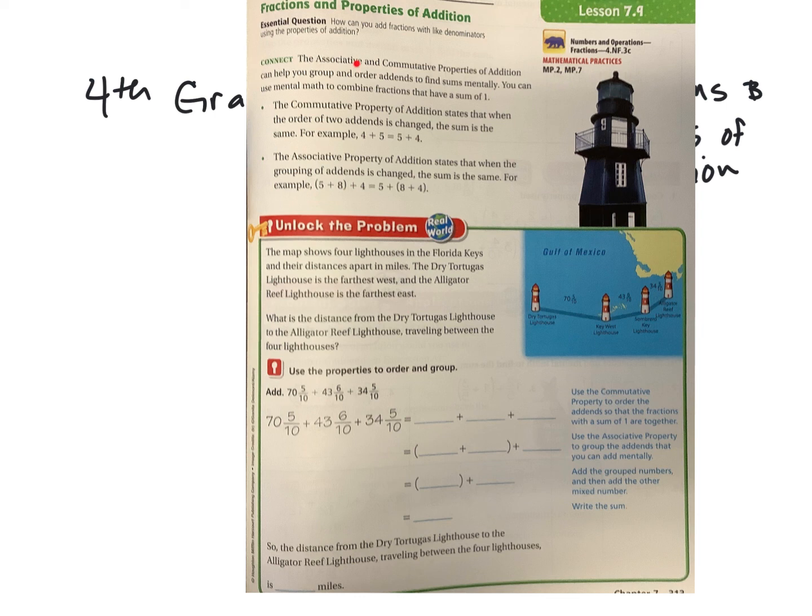So we'll go back and review. We know the commutative property of addition states that when the order of two addends is changed, the sum stays the same. For example, 4 plus 5 is 9, right? But so is 5 plus 4. 5 plus 4 is 9, so the order doesn't matter.